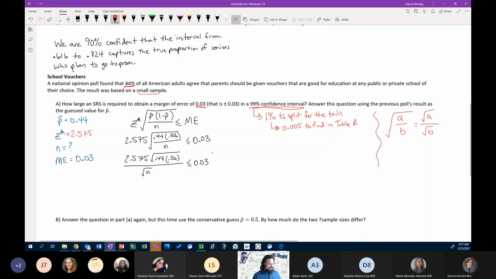I'm now going to multiply both sides by the square root of n and divide each side by 0.03. This will result in my square root of n moving to the right-hand side and the 0.03 moving to the left-hand side, so I have only numbers on one side and my variable on the other. So the square root of n cancels, 0.03 cancels. We now have 2.575 times the square root of 0.44 times 0.56, divided by 0.03, is less than or equal to the square root of n.